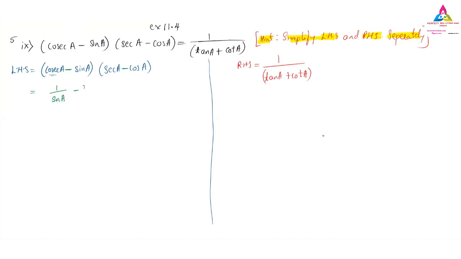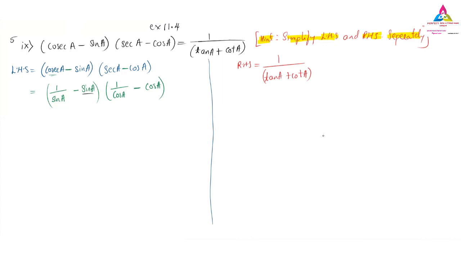Then we have minus sine A. We will not convert the sine A in terms of anything else; we will keep it as sine A only. Secant A is nothing but 1 by cos A, so I will write 1 by cos A minus cos A, keeping it as it is. And this is the first half.